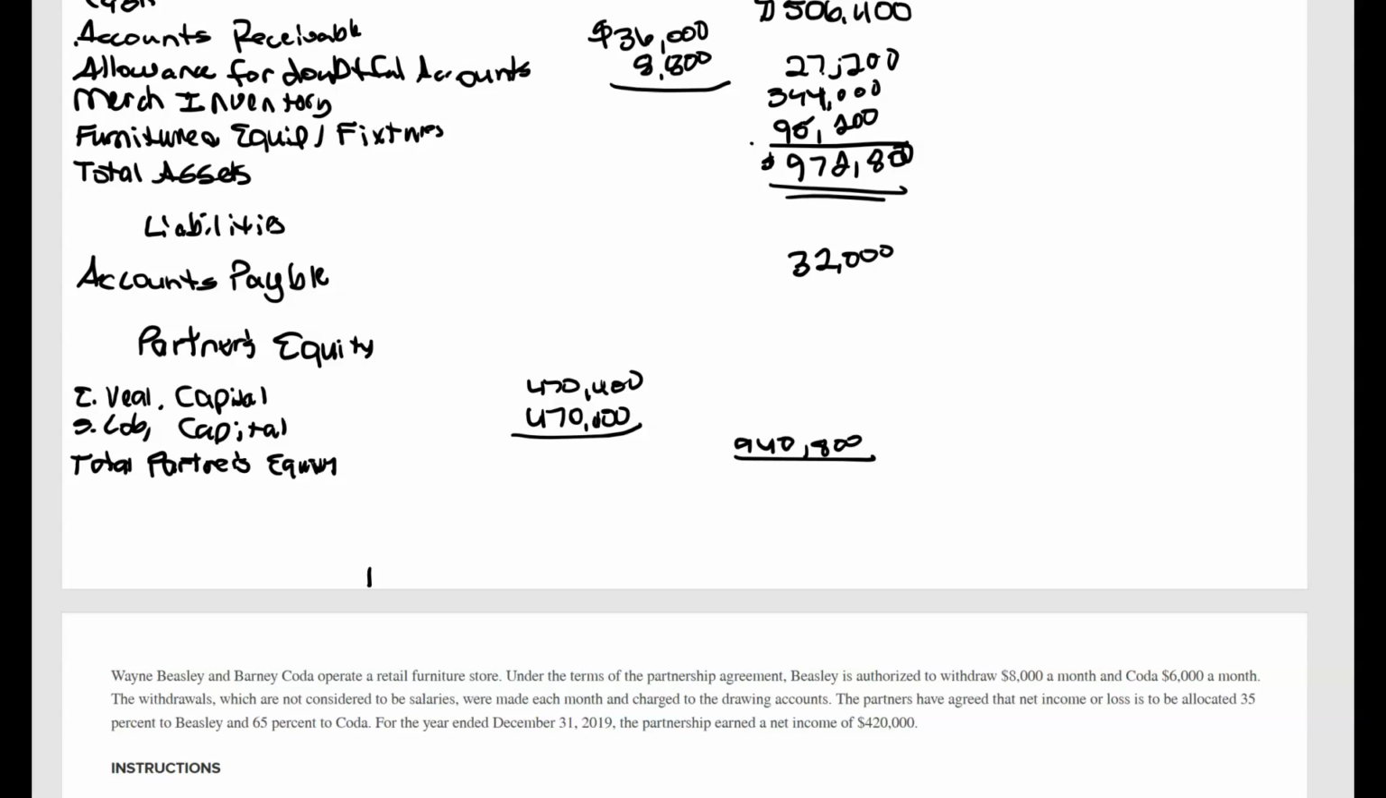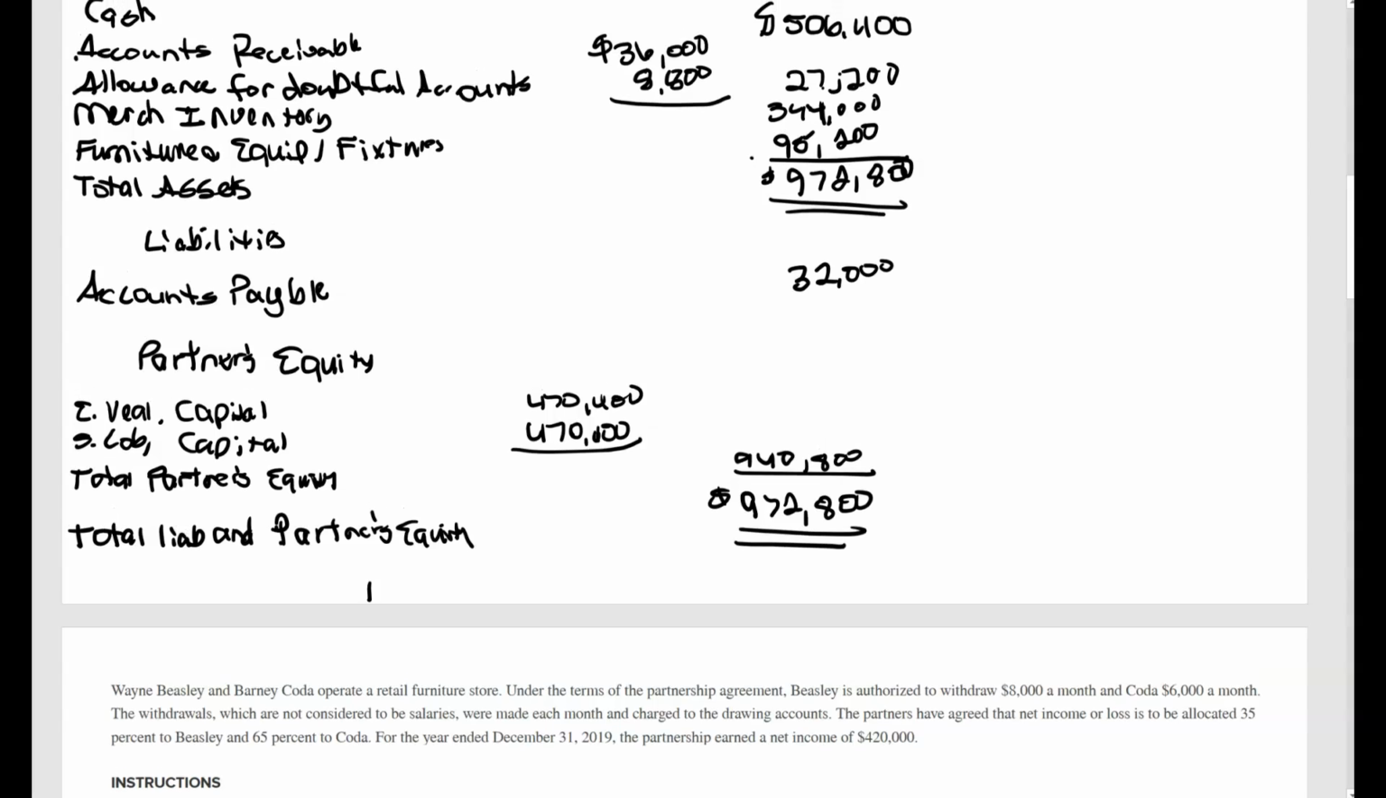Now, you know assets equal liabilities plus equity. So we're going to go ahead and add the liabilities and equity together, and it should equal total assets. So now we're going to have a line that says total liabilities and partners equity, which is the $32,000 plus the $940,800, and we get $972,800, and it does equal our total assets.